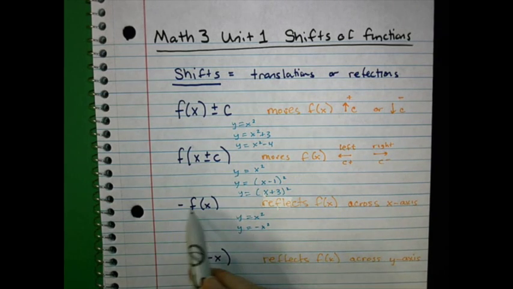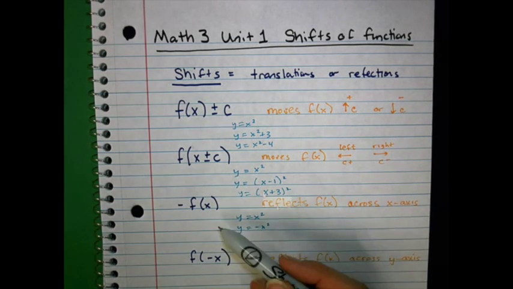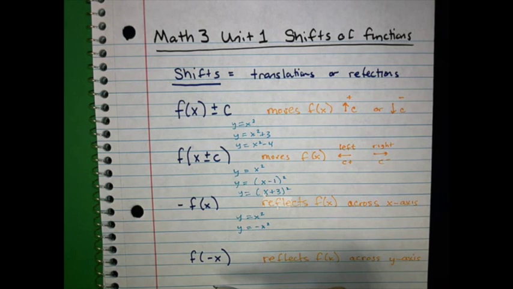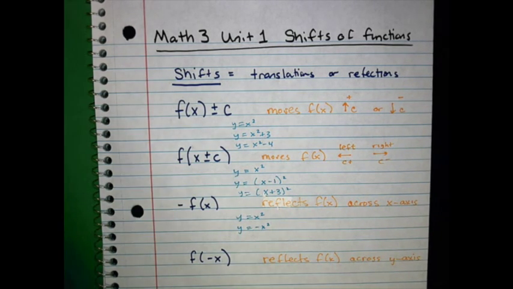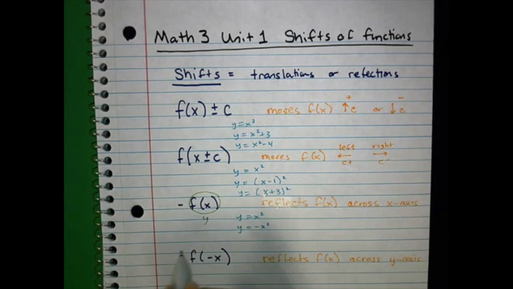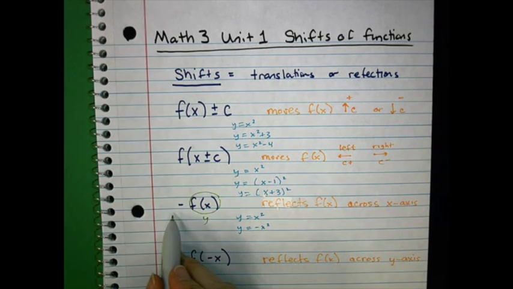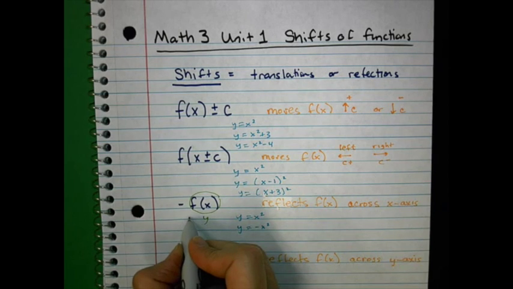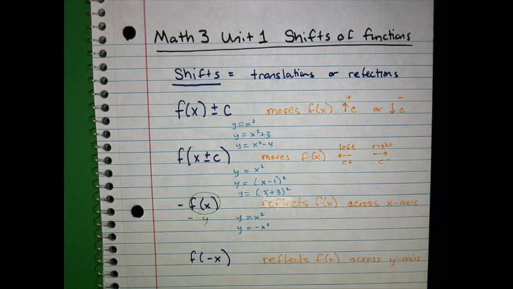And so the reason that happens, because these two things, students will get muddled in their head. Which one's across the x? Which one's across the y? The reason that happens is really because this right here is just another way of saying y. And so what we're doing when we put a negative in front of it is we're multiplying all the y values by a negative number.